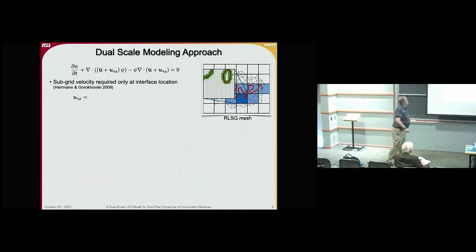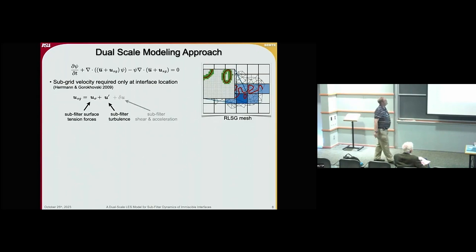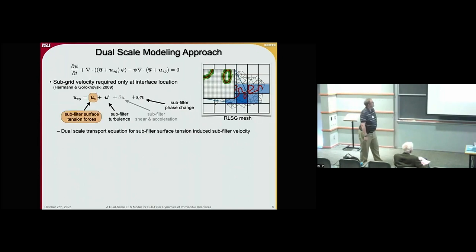So sometime back with Mikhail Gorokhovsky, we came up with this model where we split the subfilter velocity, the subgrid velocity, into separate terms that we just linearly superpose. We have a velocity contribution due to subfilter surface tension forces, due to subfilter eddies, subfilter shear and acceleration, and a contribution due to subfilter phase change, if the interface propagates normal to itself relative to the background flow. So let's start with this one here.